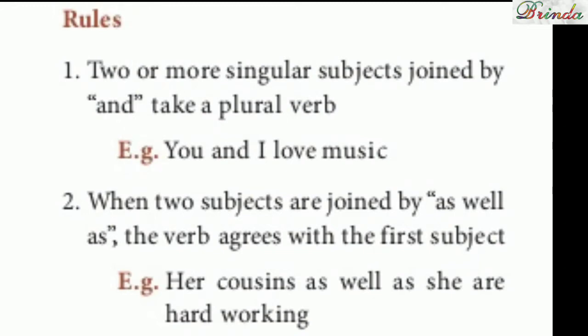Two or more single subjects joined by and take a plural verb. For example, you and I love music. Second one, when two subjects are joined by as well as, the verb agrees with the first subject. Her cousins as well as she are hardworking. So what is in the first place? Her cousins, many people. So normally when as well as comes, we should use only is. But here we use the verb for the first subject.